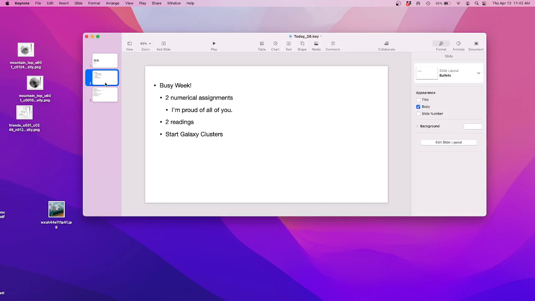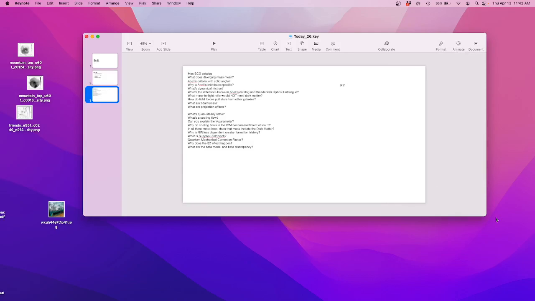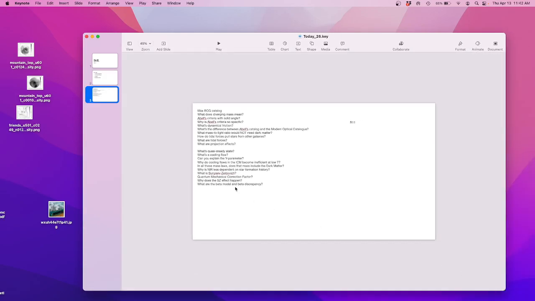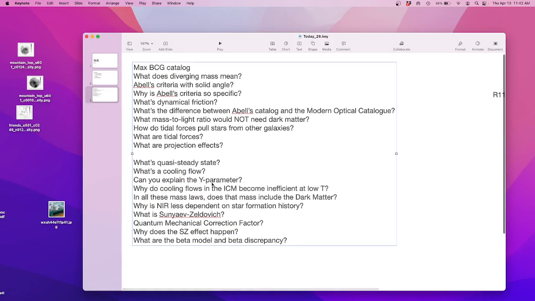We'll start talking about galaxy clusters. Okay, let's go through the questions real quick. That is completely illegible for being so small. Let's see if we can make it even smaller. All right. Okay, so the Max BCG catalog.